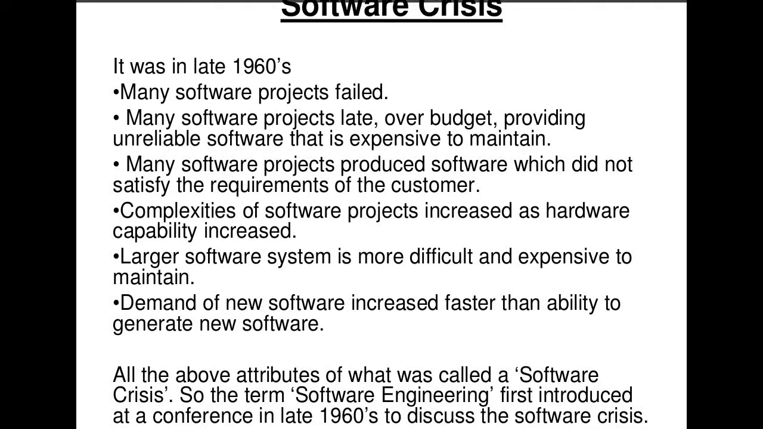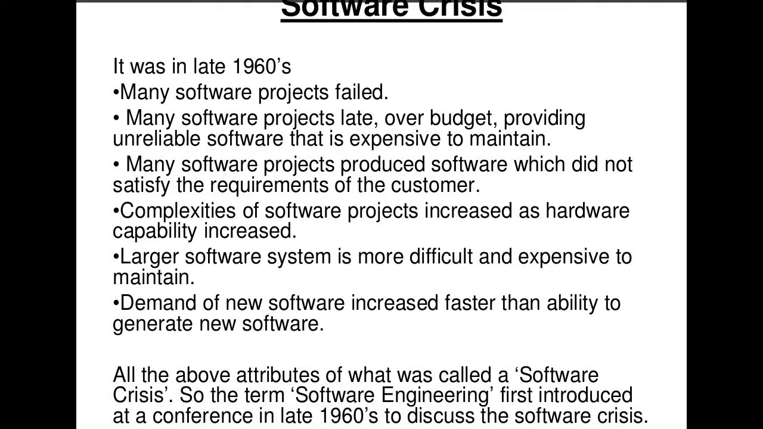So many software projects went over budget, providing unreliable software which is expensive to maintain. And many software projects produced software which did not satisfy the requirement of the customer. So complexity of software projects increased as hardware capability increased. So larger software systems are more difficult and expensive to maintain. So demand of new software increased faster than ability to generate new software. All the above are attributes of what was called software crisis.